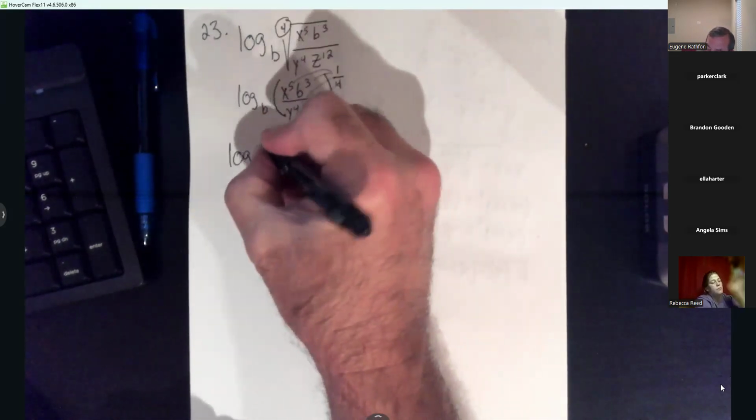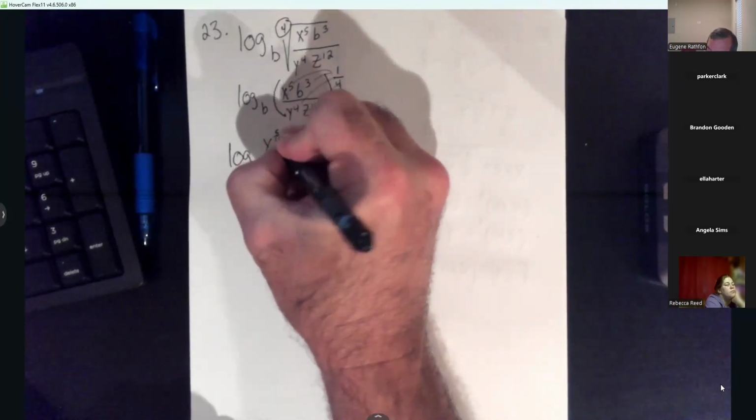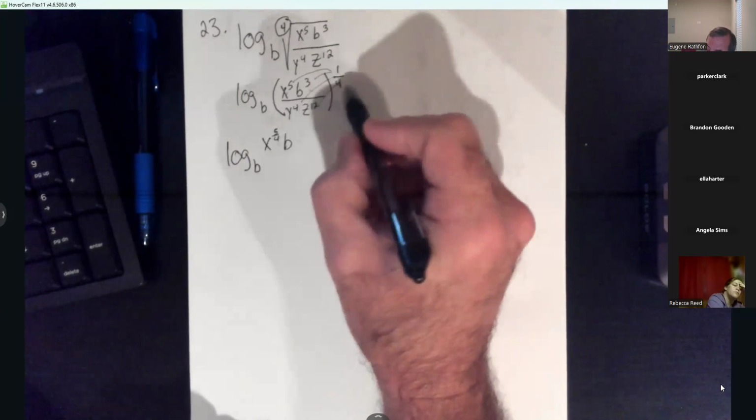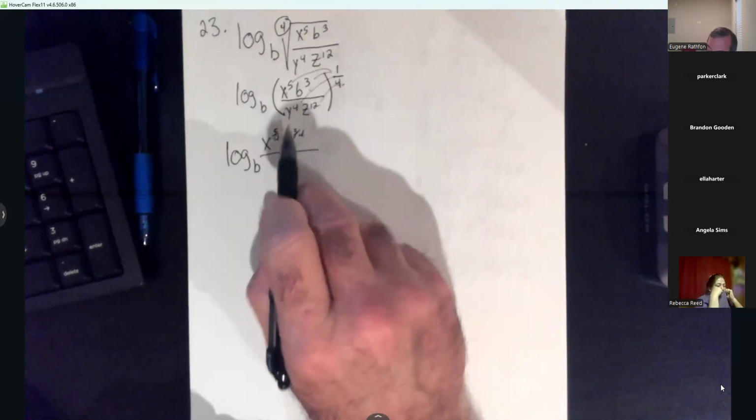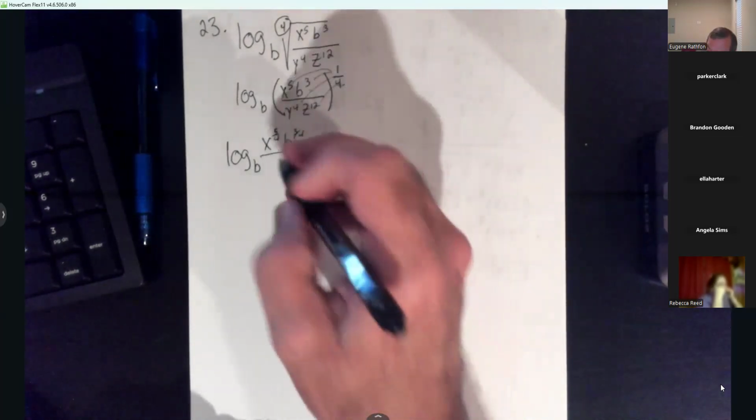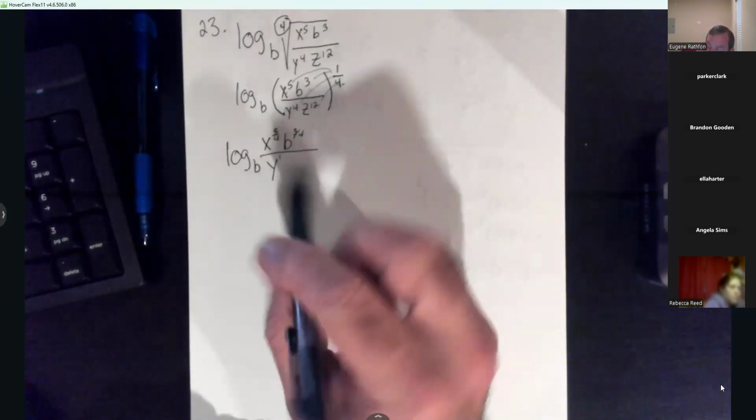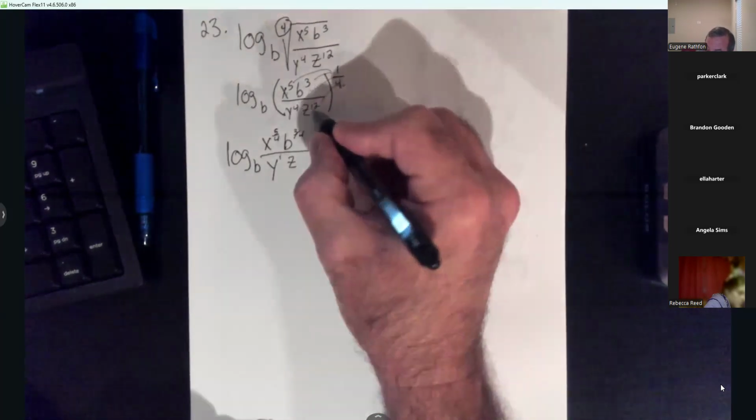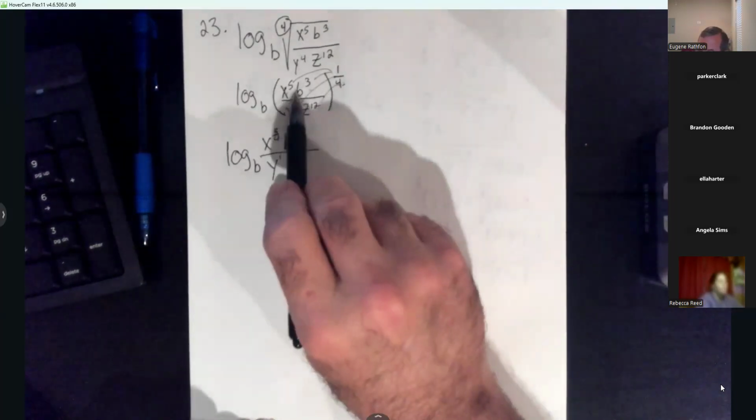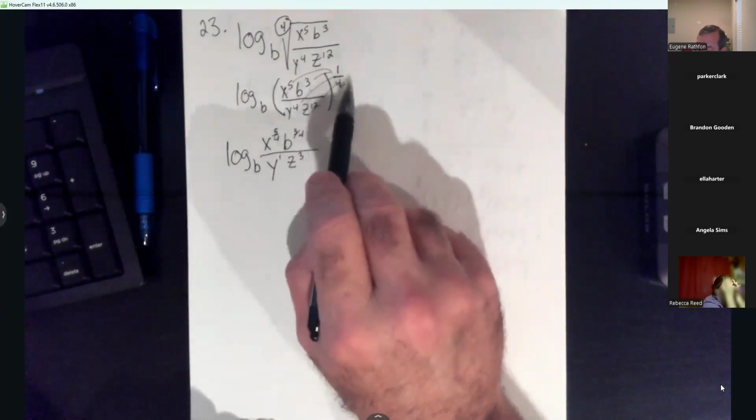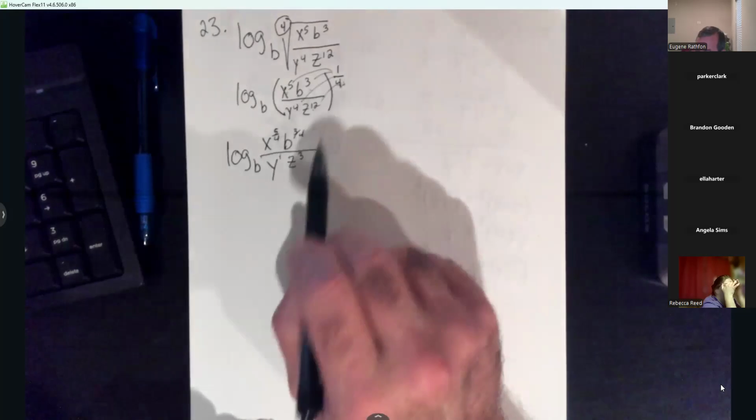So on the x's, 5 times 1/4 is 5/4. On the b, 3 times 1/4 is 3/4. On the y, 4 times 1/4 is 1. So that's basically a y to the 1st. And then on my z, 12 times 1/4 is 3. So you're basically taking the exponents and dividing by the 4. So 5 divided by 4, 3 divided by 4. 4 divided by 4 was 1. 12 divided by 4 was 3.